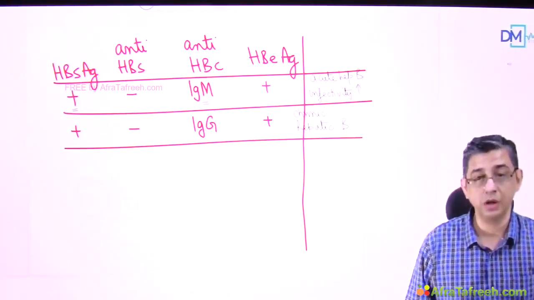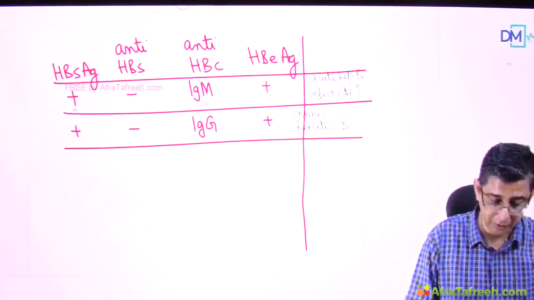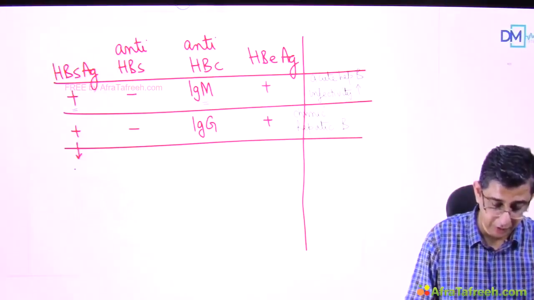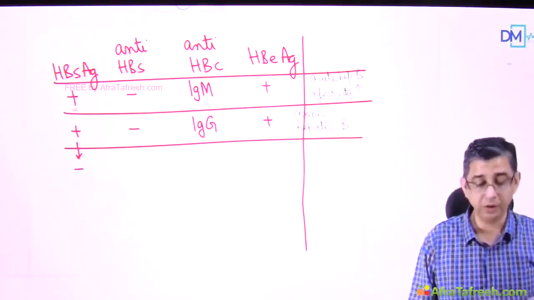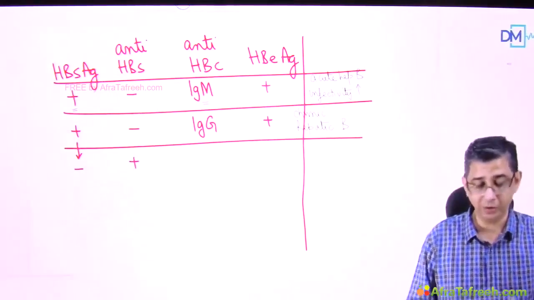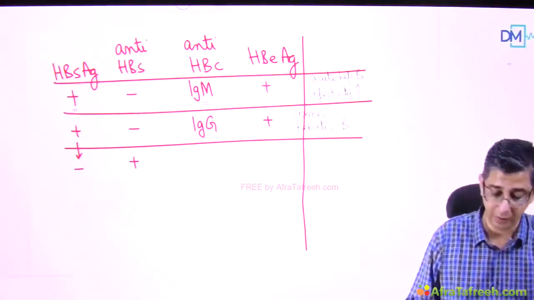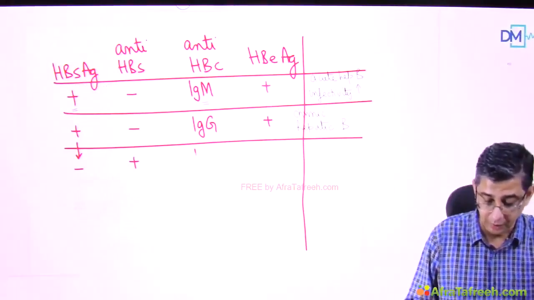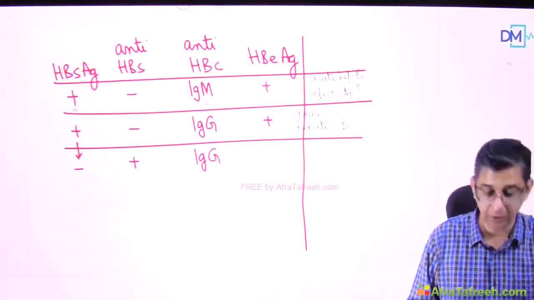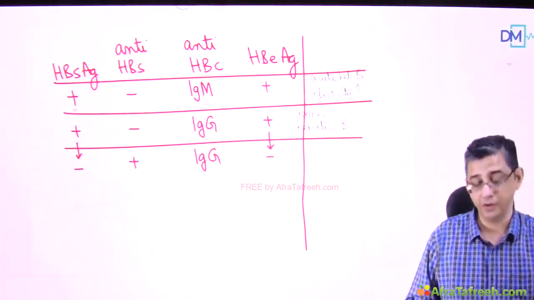When I give this treatment to the patient, what's going to happen is that the same patient will now turn surface antigen negative. Why? Because I've killed the virus. The surface antibody will turn positive in the patient. The antibody to surface antigen will become detectable in the patient. The class of antibody for core antigen, IgG, will remain the same, but E antigen will turn negative in the patient. Why? Because I've killed the virus.